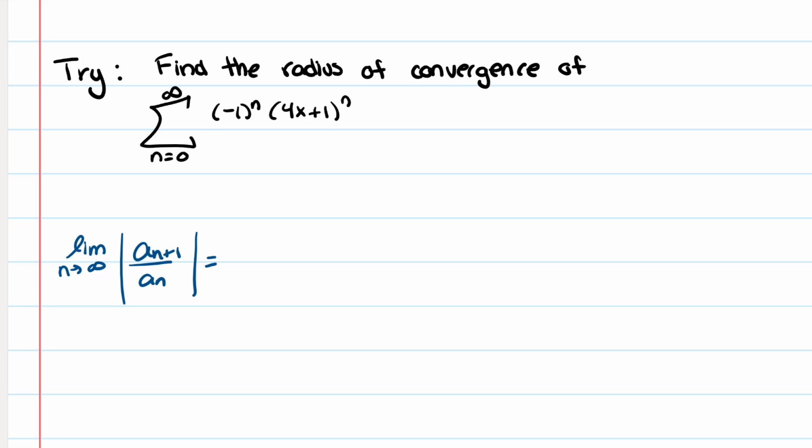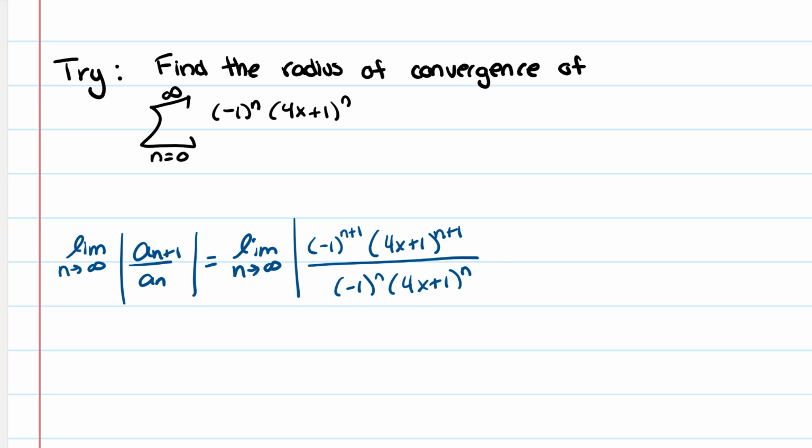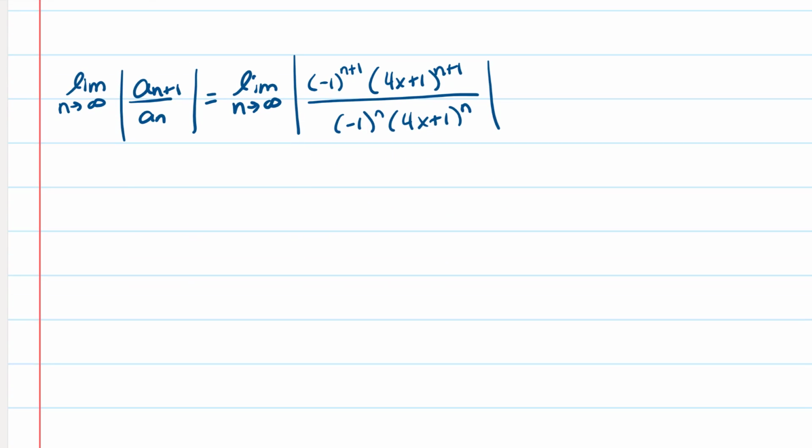All right, so here we go. What we're going to want to do is take the limit of a sub n plus 1 divided by a sub n. So it's the limit as n goes to infinity, absolute value, of a sub n plus 1, which is going to be negative 1 to the n plus 1, 4x plus 1 to the n plus 1, divided by, and then I just copy a sub n again. So the negative 1s go away. They're gone because of the absolute value.